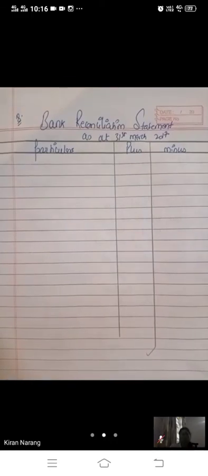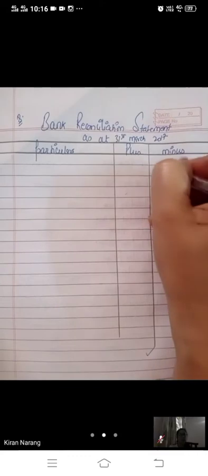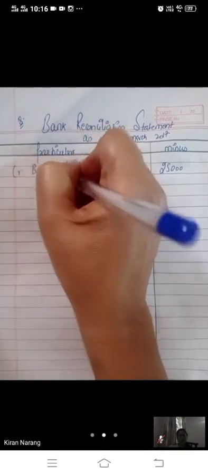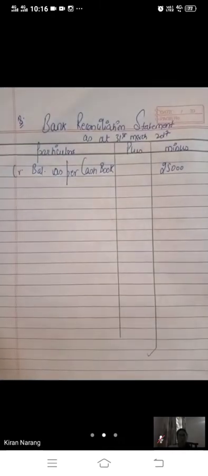So beta, from the following information, first is the credit balance, overdraft as per cash book, given as 25,000. Overdraft means negative balance. Credit balance as per cash book is given to you, so you will write it in the minus column.